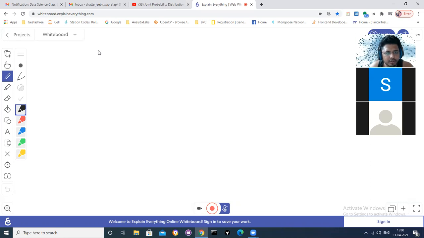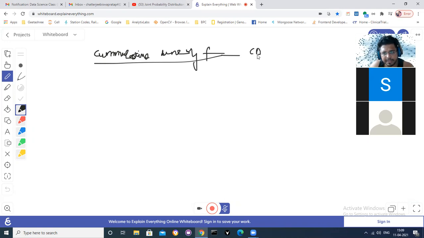Today we have one concept remaining from the previous class, that is the cumulative density function, mostly called CDF. So we read about PDF and we will read about CDF now. What is this exactly? This is very much related to what we have already read.